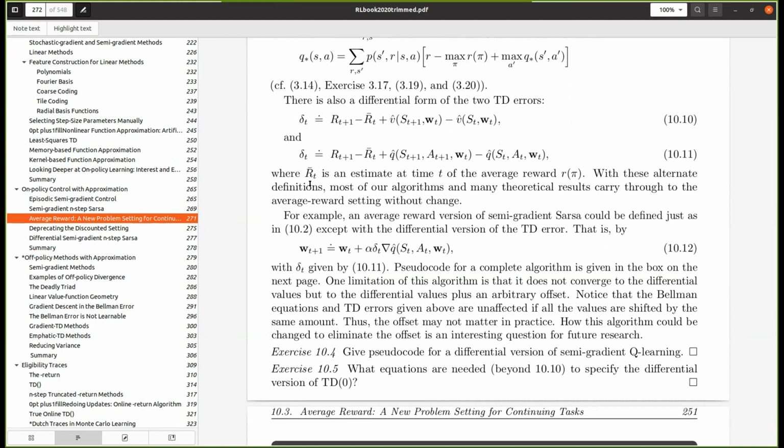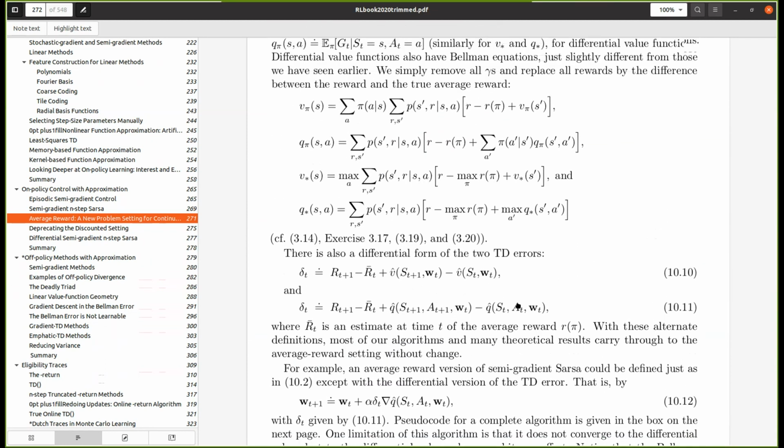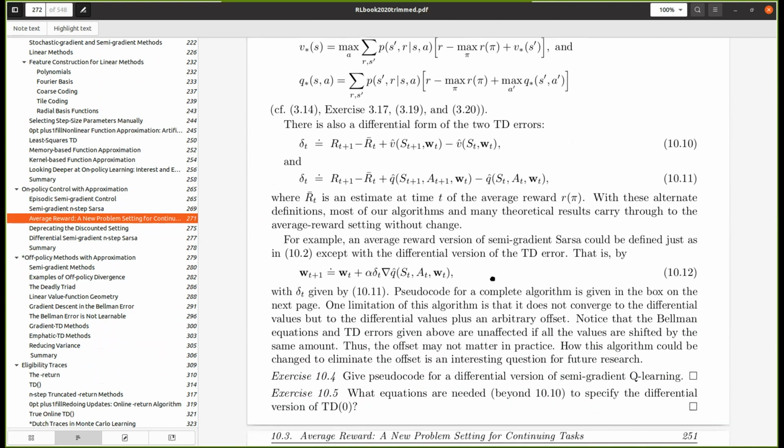And this R bar is an estimate of our average reward at time t, because we need it since we are trying to estimate our average return. We don't know it beforehand, right? So we are estimating it just as we are trying to estimate our value function. We update it with our experiences during the learning process.